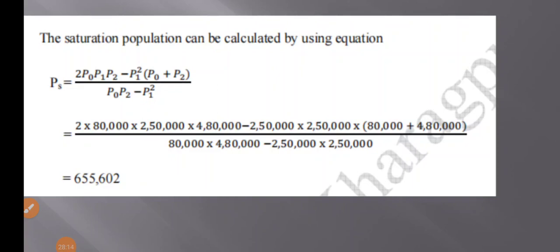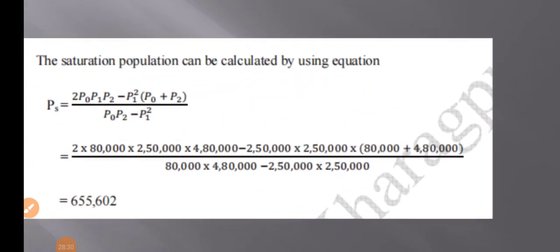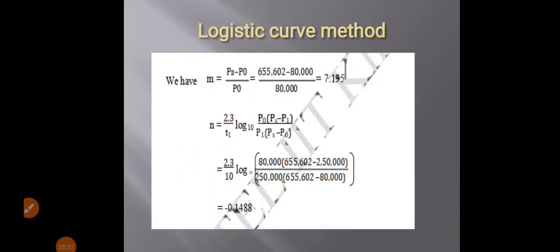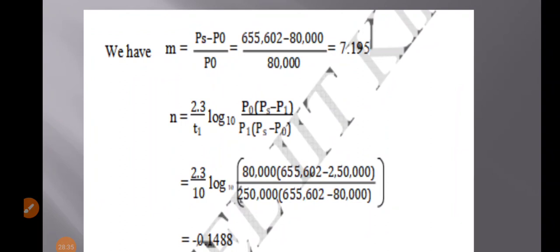Okay, then what is the M formula? M is equal to Ps minus P0 divided by P0. That means 6,55,602 minus 80,000 divided by 80,000, which gives the value 7.195. That is the M value.